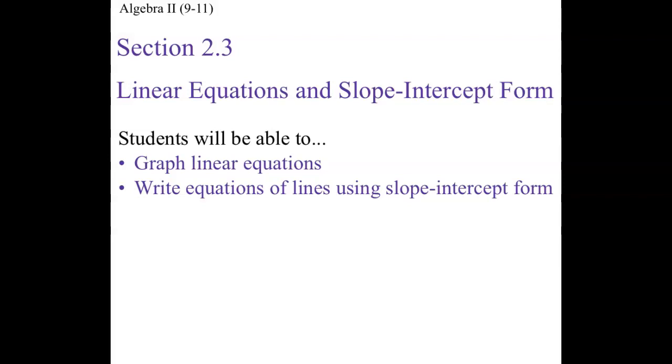All right, section 2.3 for Algebra 2, we're going to start looking at linear equations. We have multiple types of linear equations that we can write, different forms. We're going to start looking at the first one today. So we're going to be graphing some lines. We're also going to be writing equations for them in slope-intercept form. Okay, that's one of our few forms that we have.